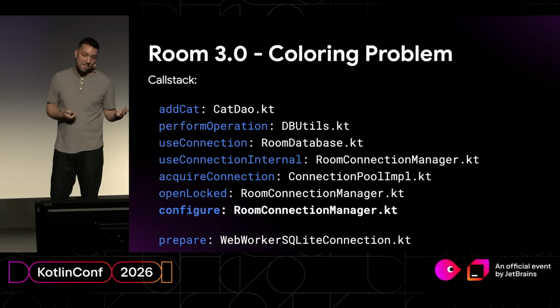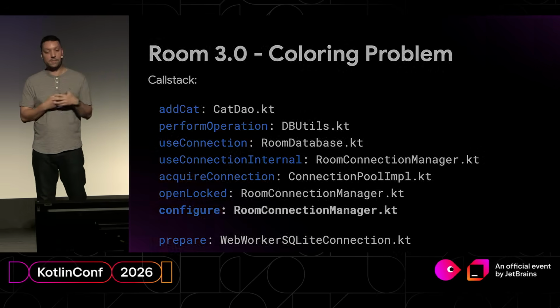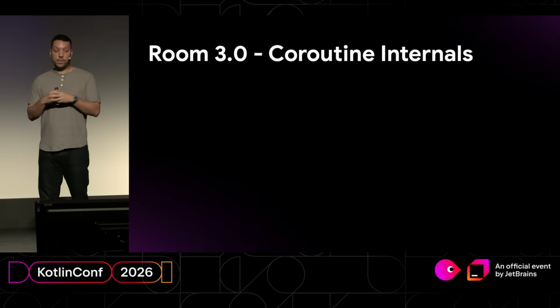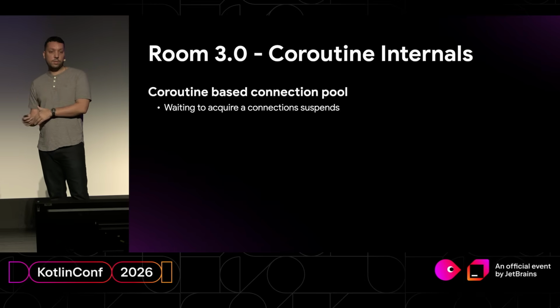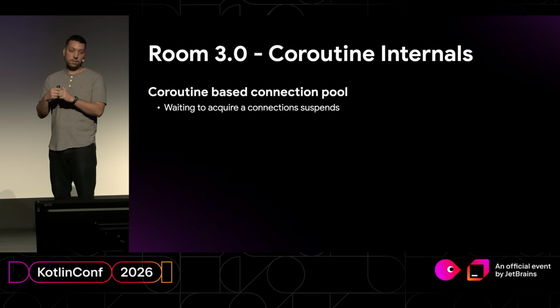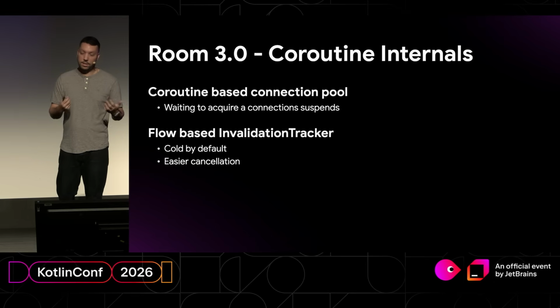And you can imagine doing this in a behavior-consistent way and efficient way was not an easy task. But many good things came out of this. Room 3.0, its internals are now in coroutines. That means the connection pool is now coroutine based. Room uses multiple connections to enable parallelism. And when you run out of connections to do database operations, it used to block the thread, but now it'll actually suspend. That's really nice.